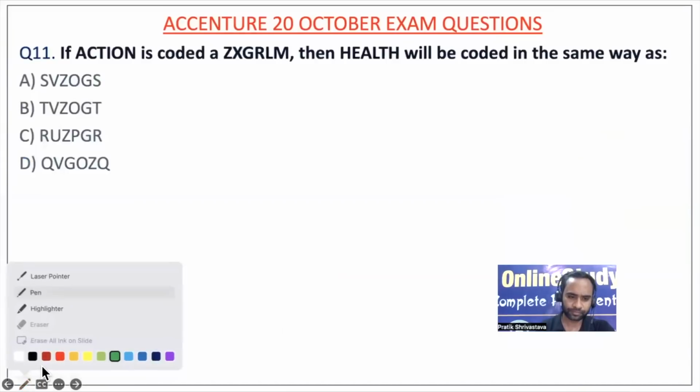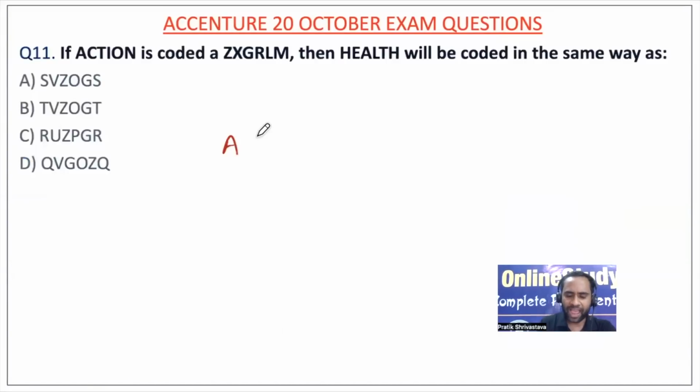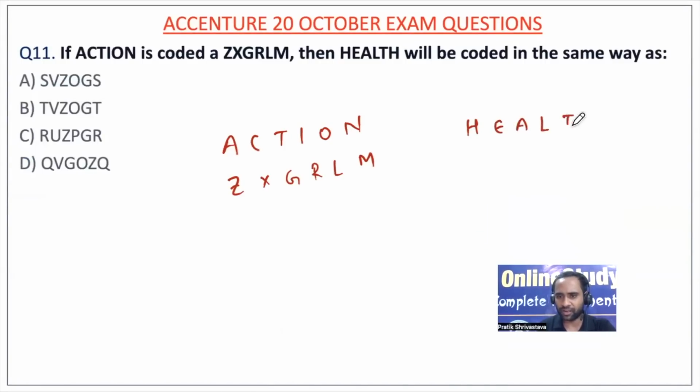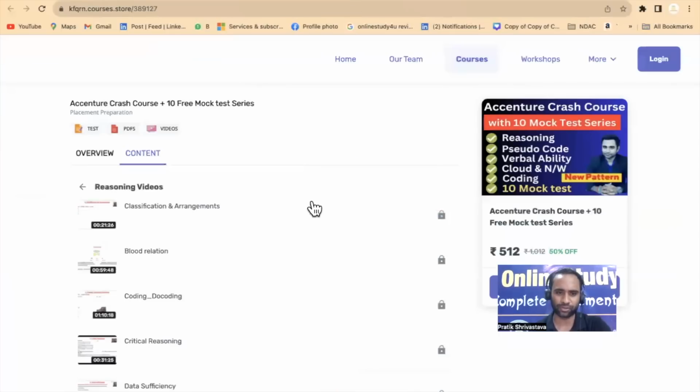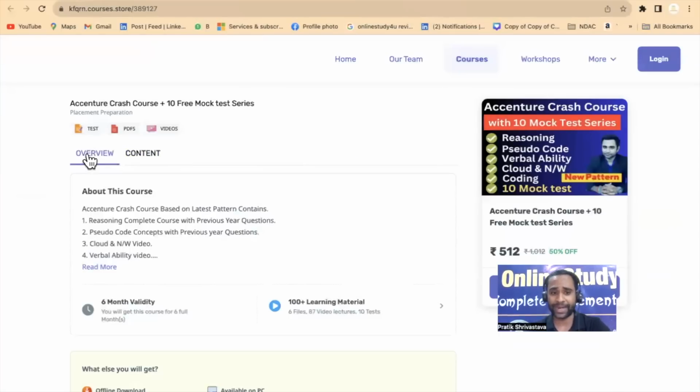Now, if ACTION is coded as ZXGRLM. Again, friends, here you will not be able to analyze if your concept is not clear and if you have not gone through the classes, because in coding and decoding, I have told you how you can remember the opposite letter also. Here also I will tell you.